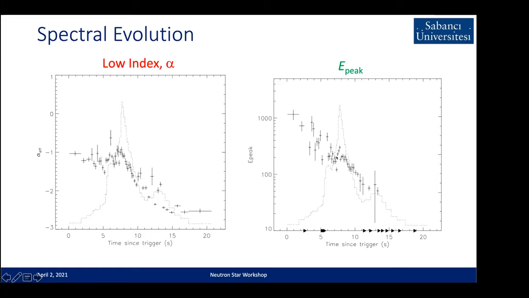We do see other events that have tracking behavior. So the hardness of the spectrum actually tracks the photon flux. The brightest part is the hardest and the dimmer part is softer. So spectral evolution wise, there is a variety.